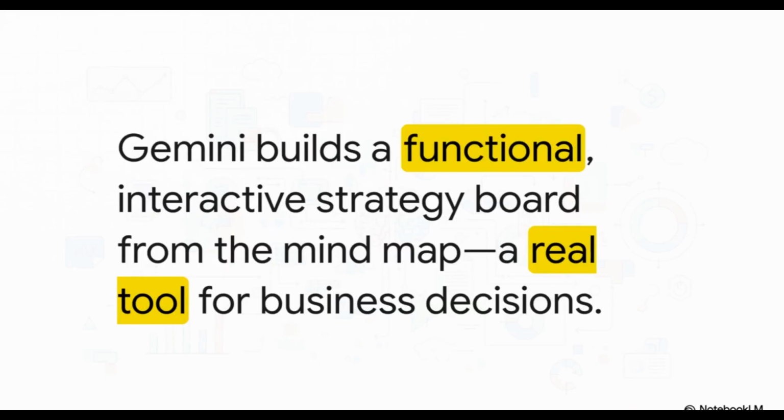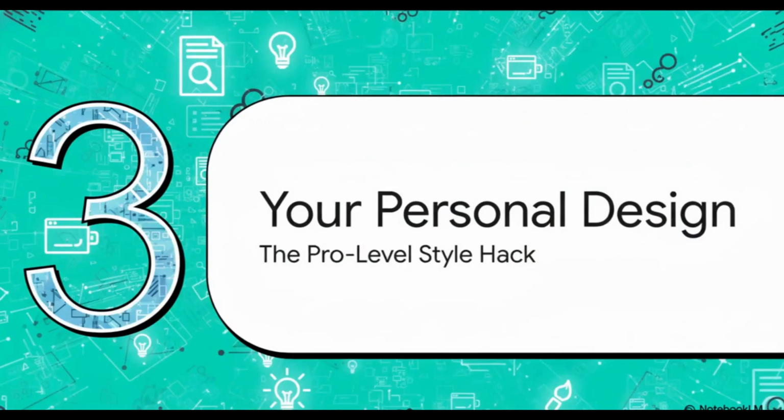And now for the real magic. We give that mind map to Gemini, and we tell it to build an interactive strategy board. What we get back is a functional web page. I mean, a real tool. You can filter by cost, by how new the tool is, or by the strategic action. This isn't just a visual. It's an application you can use to make actual business decisions, and it was built from your research in just a few minutes.